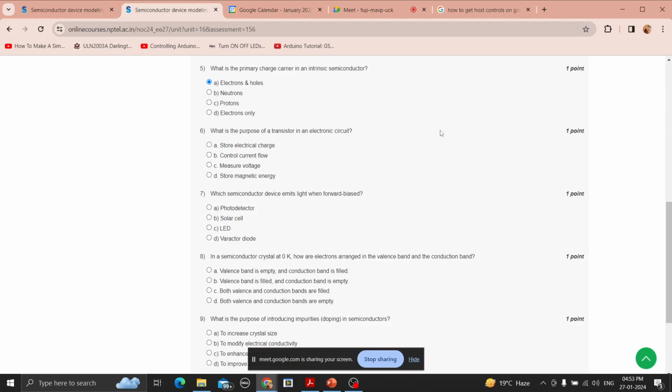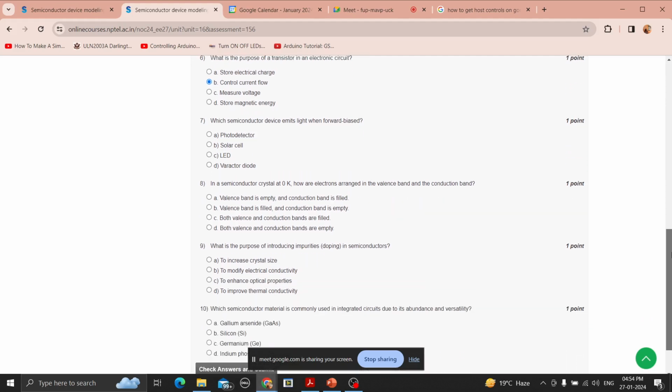What is the purpose of a transistor in an electronic circuit? To control the current flow. Yes. This is along similar lines to the first question, like diodes and transistors. Which semiconductor device emits light when forward biased? LED.